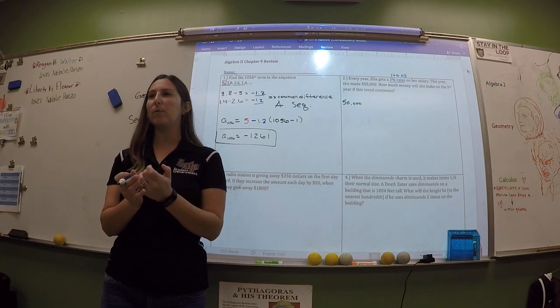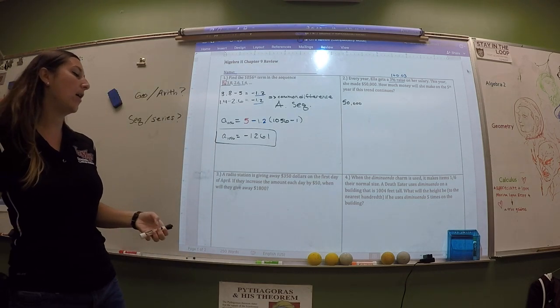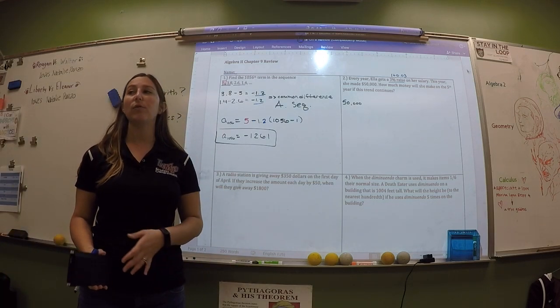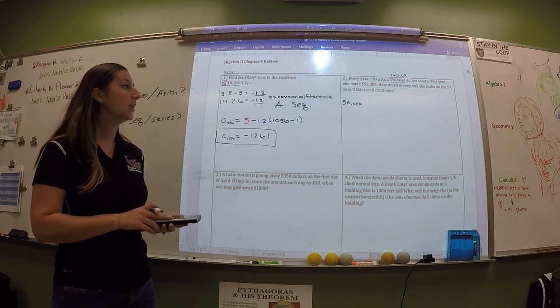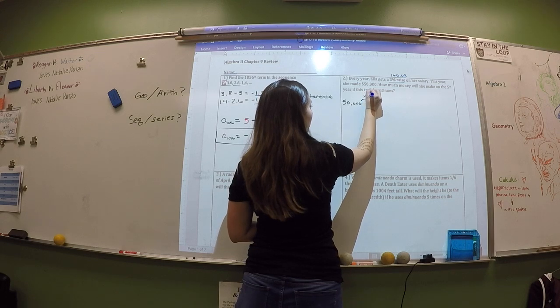I don't know what situation that would be. Maybe, remember when we did questions about the car and it was decreasing in value, something like that. So if it's decreasing, you do 1 minus. So we're going to just multiply this by 1.03.